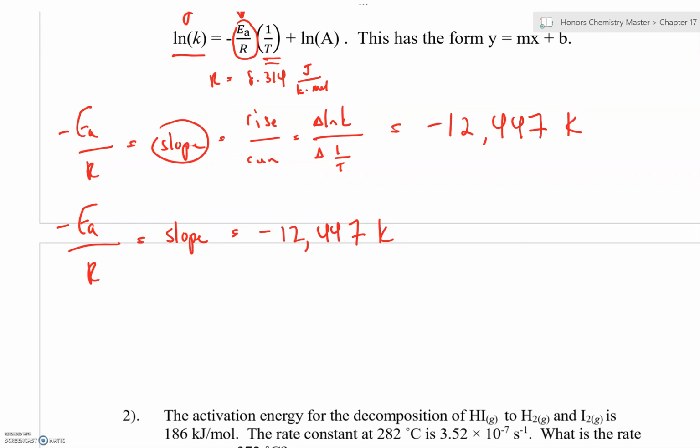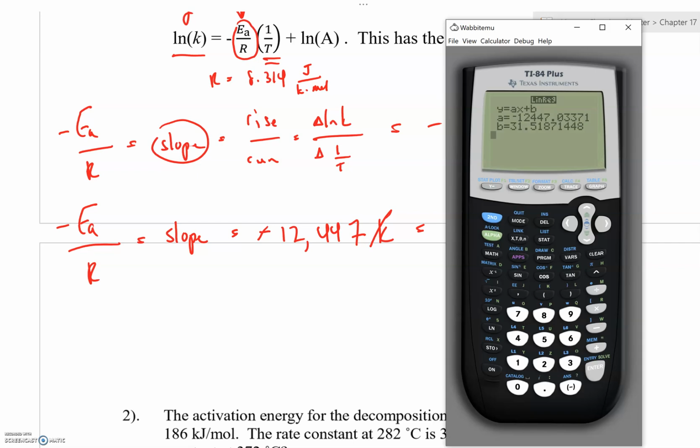So if you know that this has got to be equal to negative activation energy over R, where R is a constant, 8.314 joules over Kelvin moles, and look what happens to kelvins. It cancels. So do our negative signs cancel, because activation energy is obviously going to be a positive number.